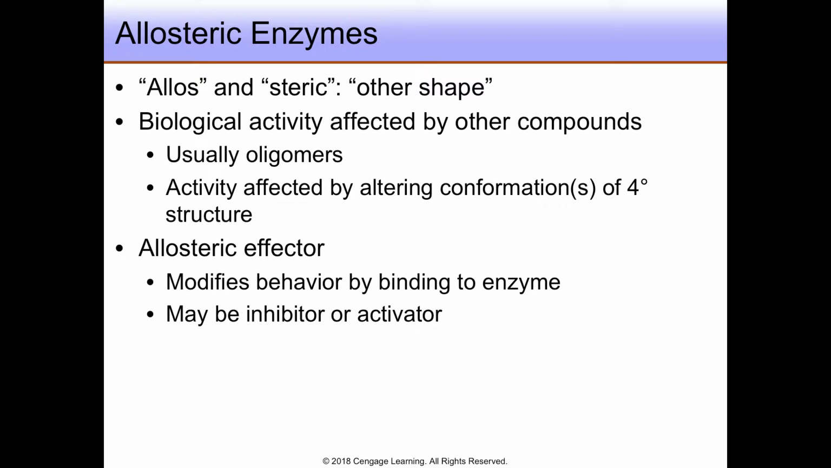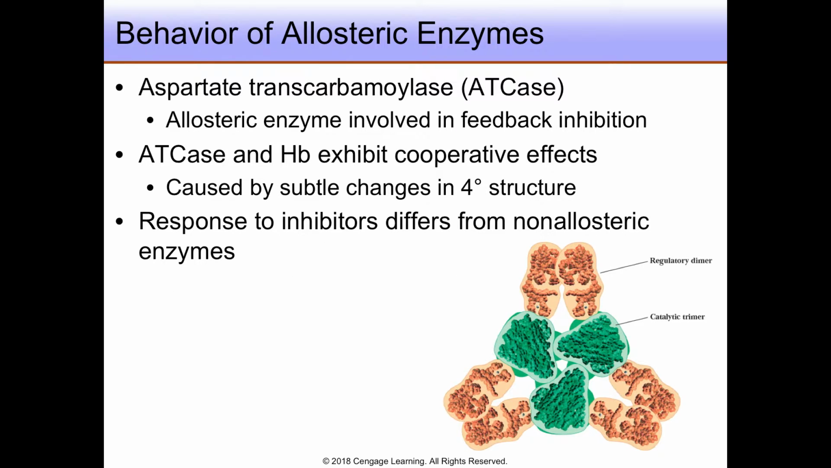The binding of these effectors results in a change in the quaternary structure of the enzyme. They serve to either enhance or diminish their native activity. Aspartate transcarbamylase, or ATCase, is perhaps the most prominent example of an allosteric enzyme, and its quaternary structure is illustrated below. It is also a good example of an enzyme that participates in feedback inhibition.